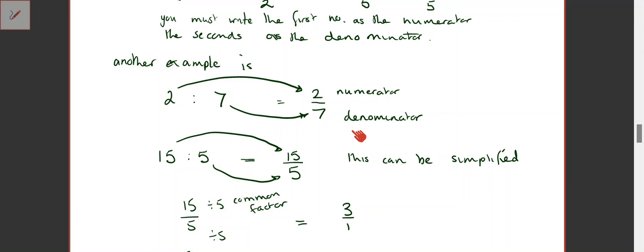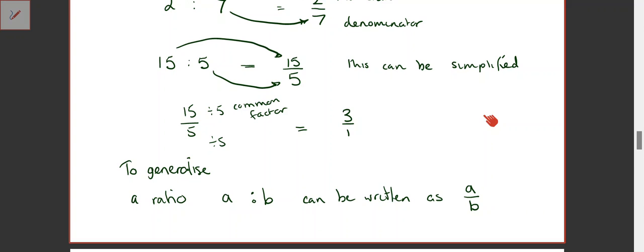You all know the words numerator and denominator? Yes? Don't go down there.